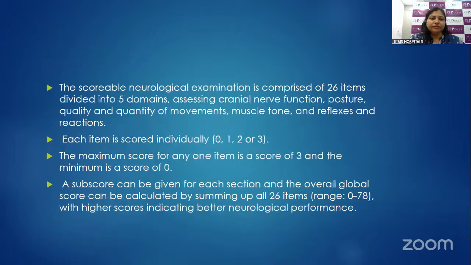Okay. So the score goes this way, it has 5 domains and 26 items basically. And the score goes from 0, 1, 2, and 3. So remember, previously you were giving 0.5. Here you are not giving 0.5. Okay. The maximum score for any one item is a 3. Okay. And the minimum score is 0. So the total score maximum the child can gain is 78, which you can say the performance is very good.